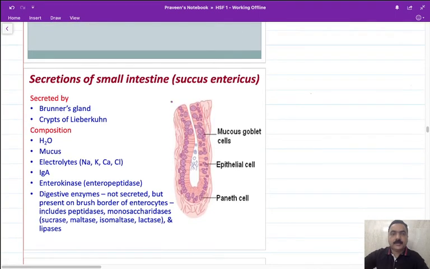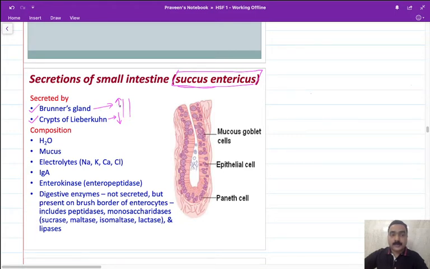The secretions of the small intestine are referred to as succus entericus, which includes the secretions from the Brunner's glands and the crypts of Lieberkühn. When you take a small intestine, towards the upper side you will see more Brunner's glands, whereas as you go down towards the large intestine you will see a lot of crypts. You will study the histological features of these glands in histology.